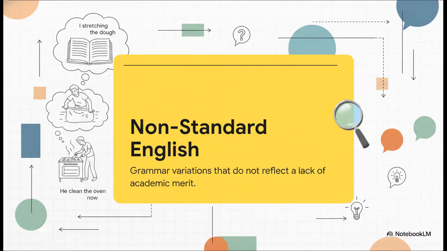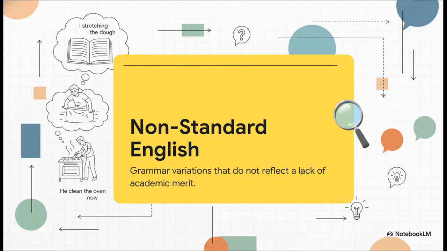Let me give you a really practical example of why that last point matters so much. Research shows that Romanian learners of English frequently omit the to be auxiliary verb. So, for instance, instead of writing "I am stretching the dough," they might write "I stretching the dough." Or they might use the simple present for an action happening right now, like "he cleaned the oven now." This is a thoroughly documented linguistic pattern of global Englishes.